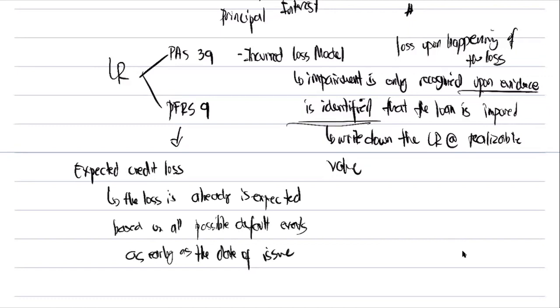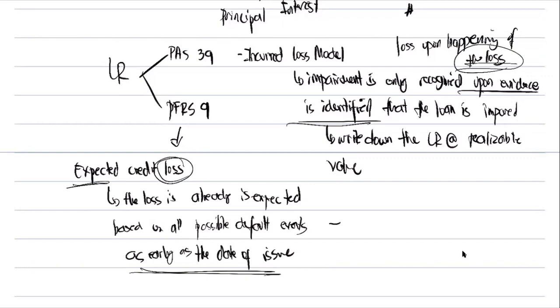Okay? So under PAS 39, tandaan ninyo, incurred loss siya kasi saka lang natin i-recognize yung impairment pagka nangyari yung loss. Pero sa expected credit loss, ang gagawin natin, we already expect the loss. Since we expect the loss, kailan ba natin siya expect? We expect the loss as early as the date of issue. Normally, it is the weighted average credit losses based on probability of default.